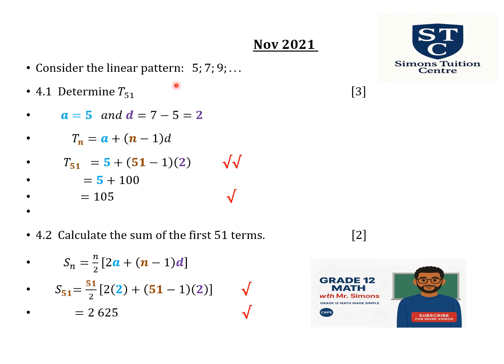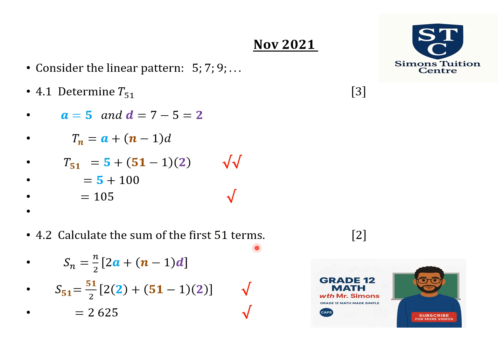My first term, which is also the first letter of the alphabet, a equals 5. d is term 2 minus term 1, so 7 minus 5 gives me 2. So for term 51, Tn equals a plus n minus 1 times d. A is 5, d is 2, and n is 51. 51 minus 1 gives me 50. 50 times 2 gives me 100, plus 5 gives me 105. So 2 marks: 1 for a and d, and 1 for n correctly substituted, and 1 mark for your answer.